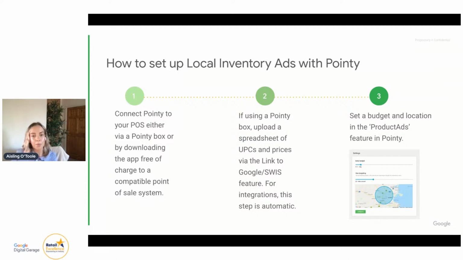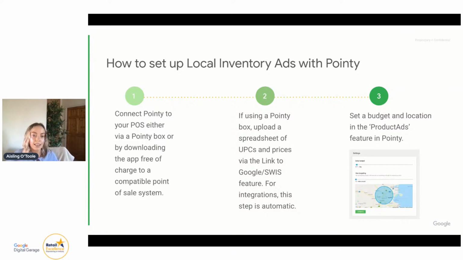And then the second step is the price feed. If you are using a Pointy box, you simply upload a spreadsheet of your UPCs and your prices to your Pointy dashboard. This will be via the link to Google or See What's in Store feature, which I'll touch on just on the next slide. And again, for integrations, if your point of sale is integrated with Pointy and you just downloaded the app to install, this step, the price feed, is completely automatic. As there is a feed between your point of sale and Pointy, you don't need to do this.